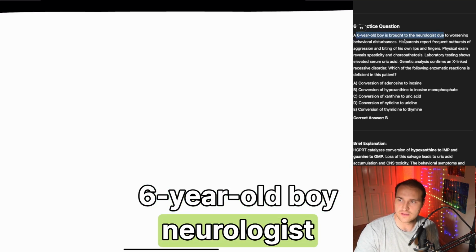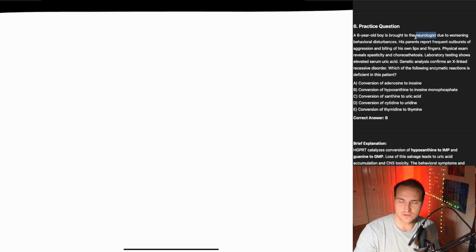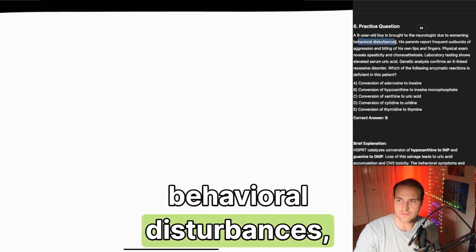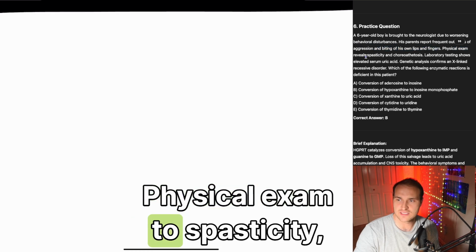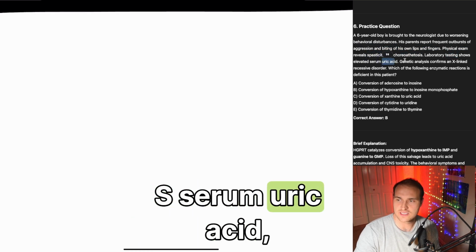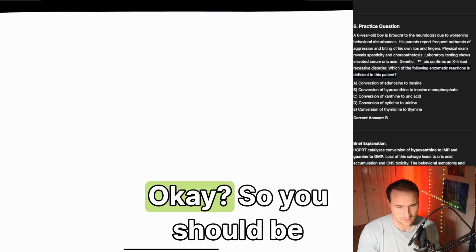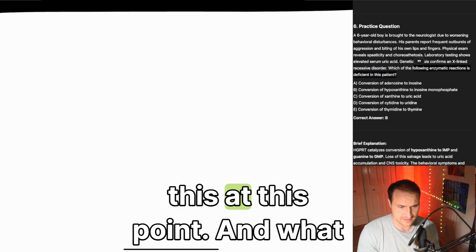A 6-year-old boy, neurologic symptoms, makes you think a little bit of Lesch-Nyhan syndrome. He's got worsening behavioral disturbances, outbursts of aggression, and biting his own lips and fingers. Physical exam shows spasticity. Elevated serum uric acid. Which enzyme reaction is deficient? Okay, so you should be thinking of a diagnosis at this point.